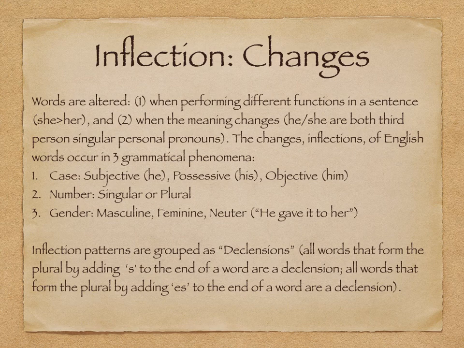Inflection patterns are grouped as declensions. Now you've perhaps seen 2 new words on this slide, inflection and declensions. Don't be intimidated by them. Inflections are just changes. Declensions are just groups of changes. So all words that form the plural by adding s to the end of a word are a declension. They're a group. All words that form plural by adding es, the same thing, a declension. So changes. English changes, but not as much as Greek. And Greek will allow, again, changes by using the same root or stem and then adding a different ending rather than changing the whole word.